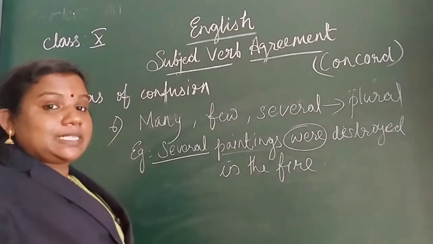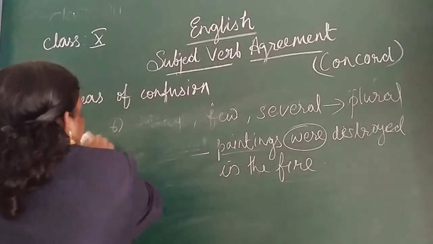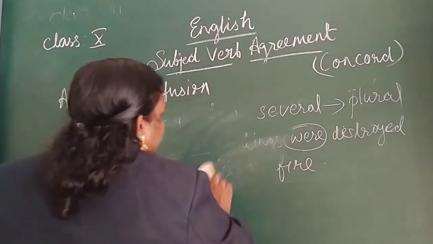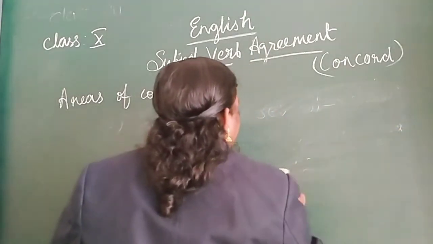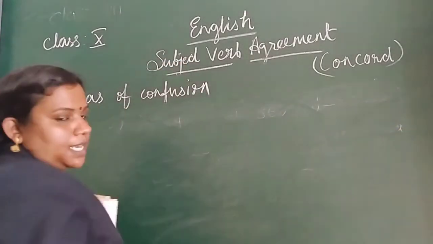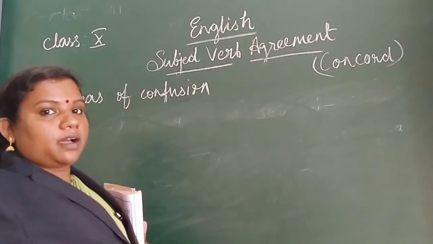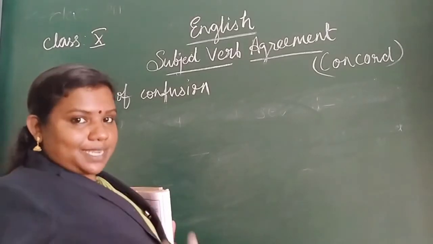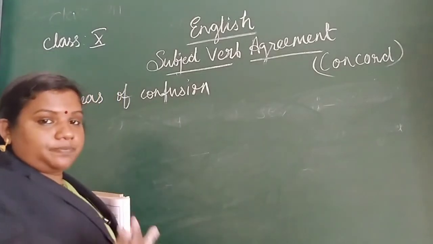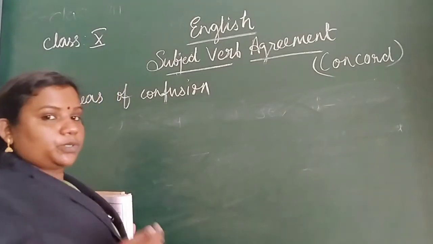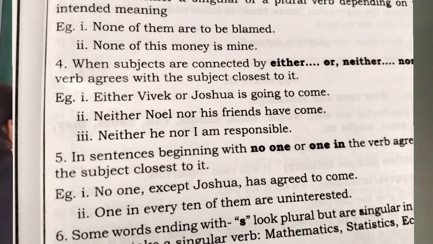Okay, so can we go to the 7th point? What is the 7th point? You are using these conjunctions: neither, nor, either, or, not only but also. How can we use the verb if these conjunctions are coming in a sentence? According to the noun, how can we use it? So now we are going to the 7th point.